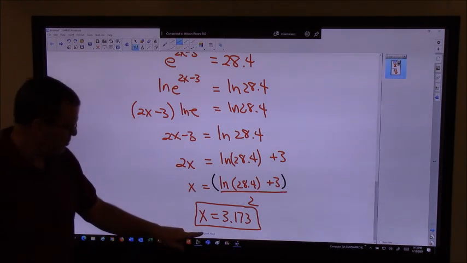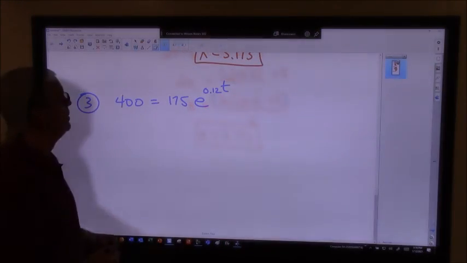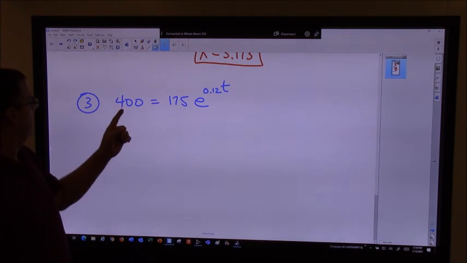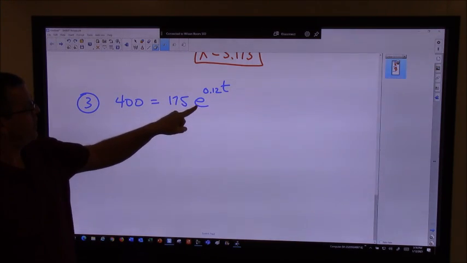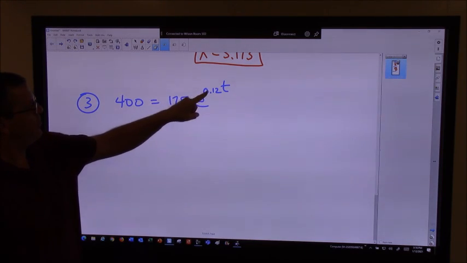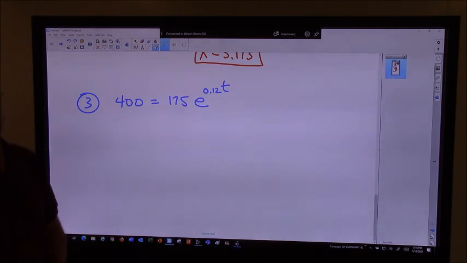All right, let me give you guys one to try by yourself. Let me have you guys try and solve this one. I've got 400 equals 175 times e raised to the 0.12t. You guys go ahead and solve that.